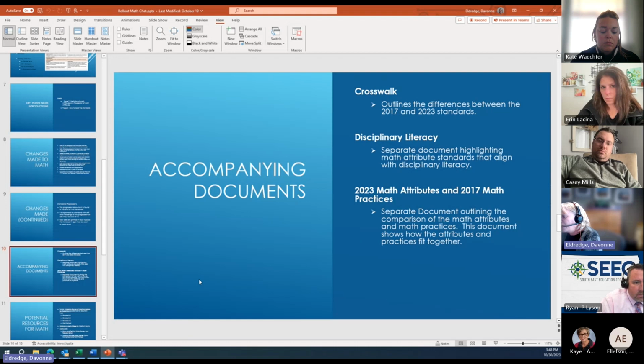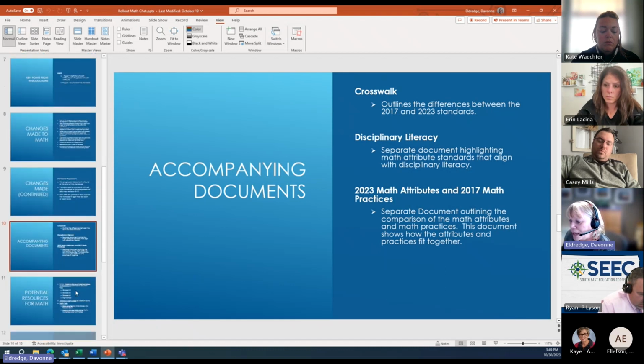There is a crosswalk between the math attributes and the 2017 math practices, and it shows how those attributes and practices fit together and gives some ideas of some of the things that may be done to help implement the math attributes as you're going through and teaching your math.